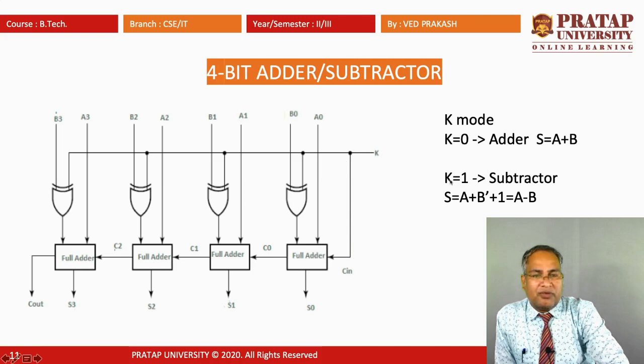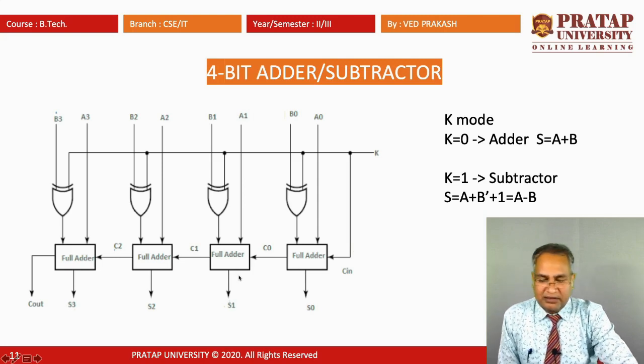Now, in the case of K equal to 1, the output of this XOR gate is always the complement of B, and to this complement we again add 1. The complement of B plus 1 denotes the negation of B. So, due to this reason it works as a subtractor. So, that is the circuit diagram of the adder and subtractor.